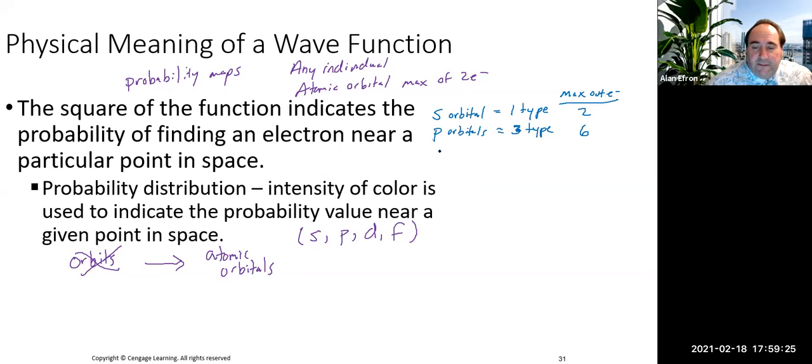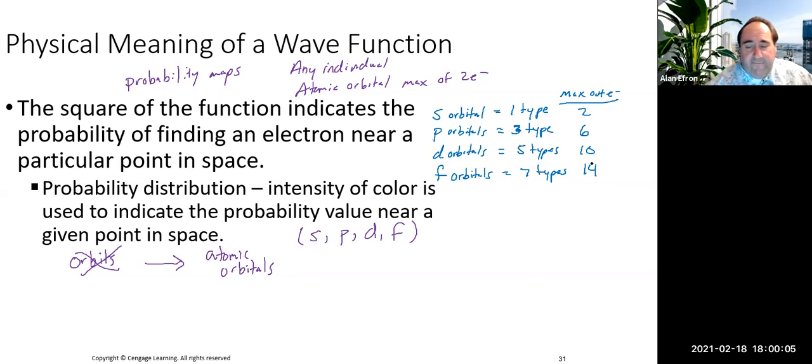That means if you max out all 3 of those orbitals, you should have a grand total of 6 electrons. There are d orbitals, and there are 5 types of d orbitals. Again, if each one could hold a maximum of 2 electrons, you've got a maximum of 10 electrons you could put in there. The last type of orbital we typically come across are f orbitals, and there are 7 different types of f orbitals. Each one can hold 2 electrons, which means if you filled up all of those orbitals, you would max out at 14 electrons.